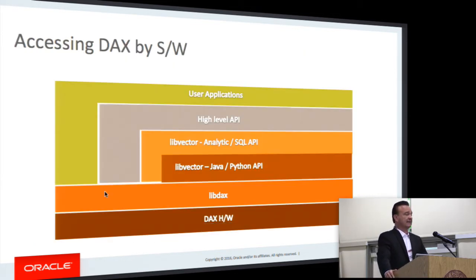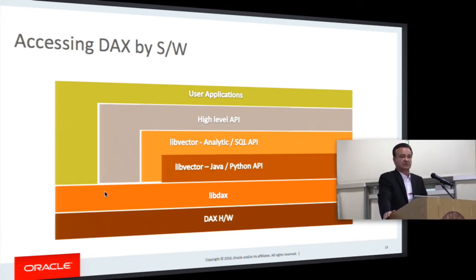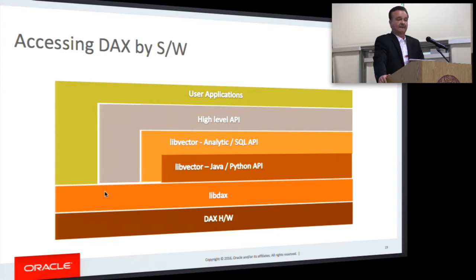All those applications can access it, coming down to the hardware. The basic library that everyone uses is called libdax. Okay. So the database comes down and uses that. User applications can use that, or they can use a higher level API. And we have two different libvector libraries that provide higher level functions for applications. And this is actually available for use in the Oracle Cloud, which I'll make sure I show you we have links to.